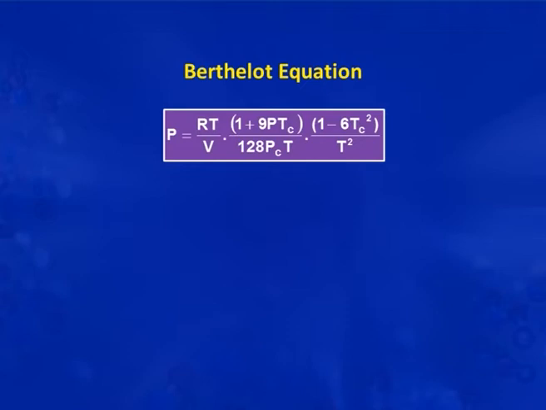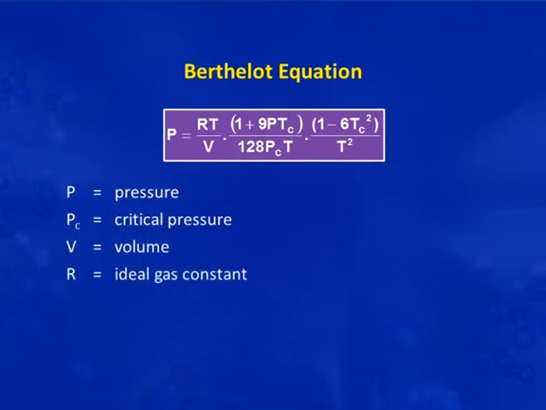Now a somewhat more accurate modified Berthelot equation, that is P = (RT/V)[1 + (9PTc/128PcT)(1 − 6Tc²/T²)]. Here P is the pressure, again Pc is the critical pressure, V is the volume and R is the ideal gas constant. T is the temperature and Tc is the critical temperature here.